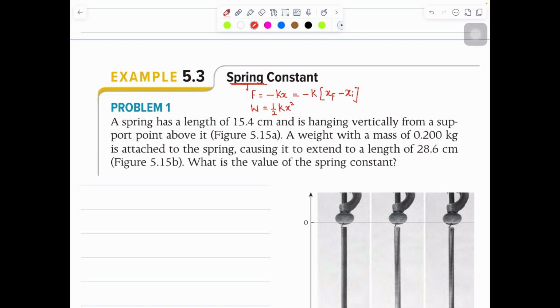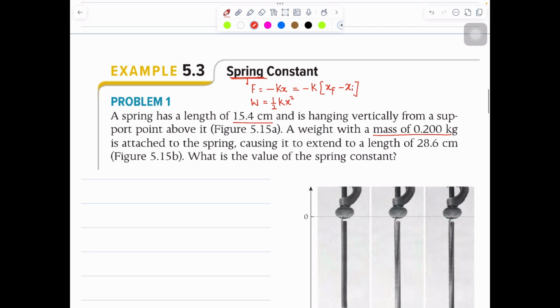So we need to use this and nothing else. A spring has a length of 15.4 centimeter hanging vertically from a support point above it. A weight of mass, this is your keyword, is attached to the spring, causing it to extend to a length of 28.6 centimeter. What is the value of spring constant?